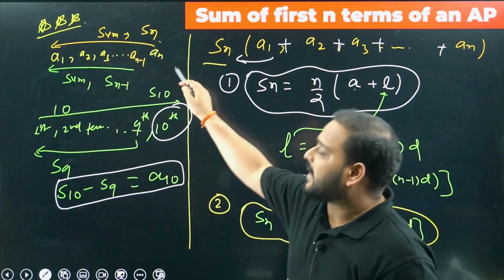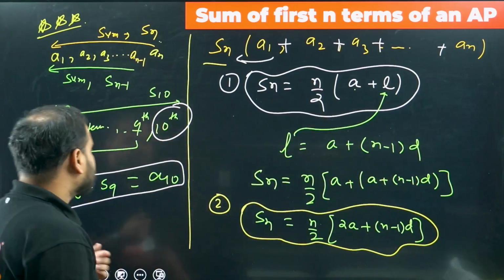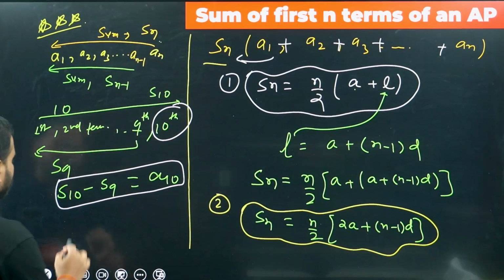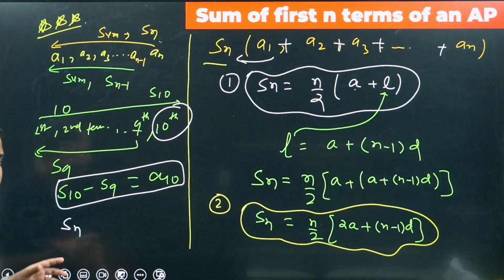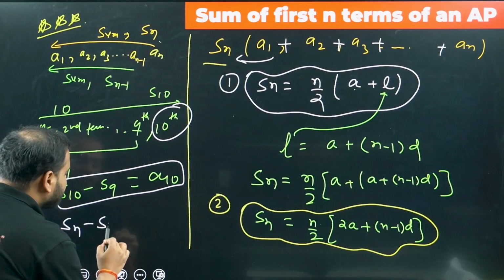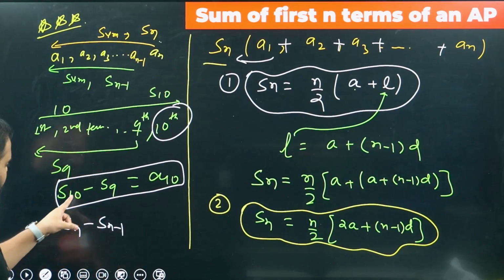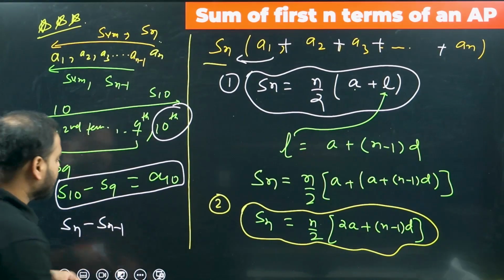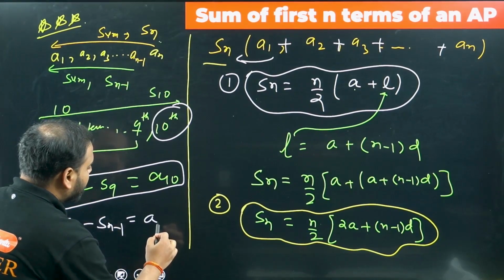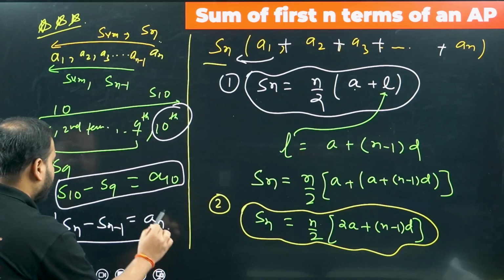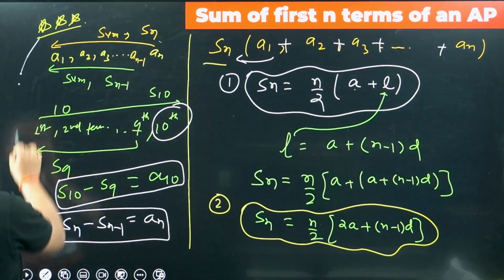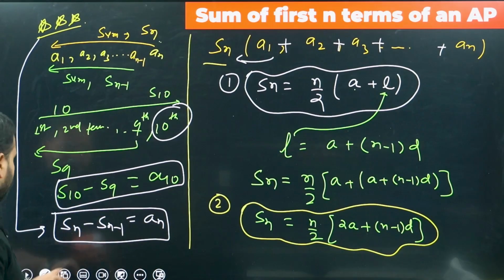So if I write in terms of n, how will I write it? Let's see. I will write this very simply: S of n minus S of n minus 1. If n is 10, then 9 is n minus 1, equal to A of n. This is the result I was talking about. Please check. Very, very important.